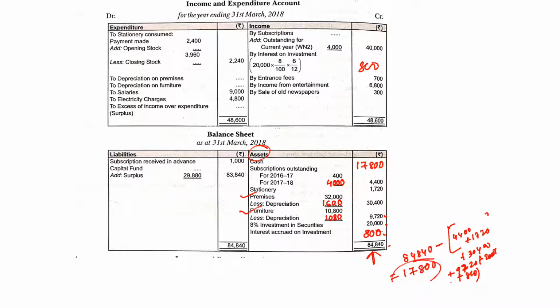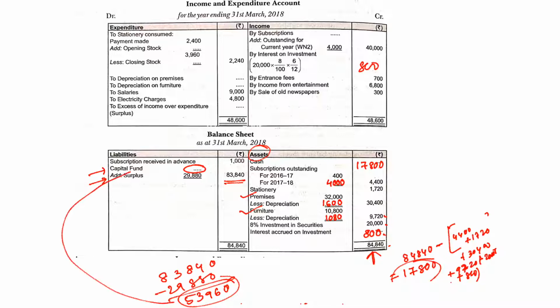Now the liability side. Here it is written 84,840, but the capital fund is not there, though the total is there. So obviously, capital fund plus surplus value is equal to 83,840. If you deduct 29,880 from 83,840, the value is there. What is the value? 53,960. Where does that value come? That side.